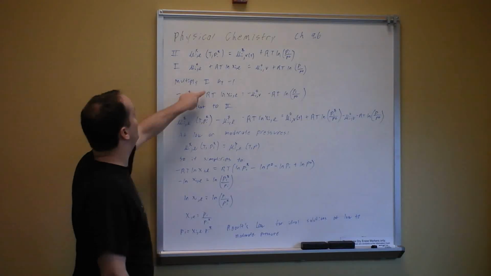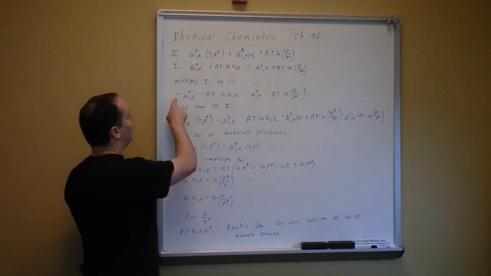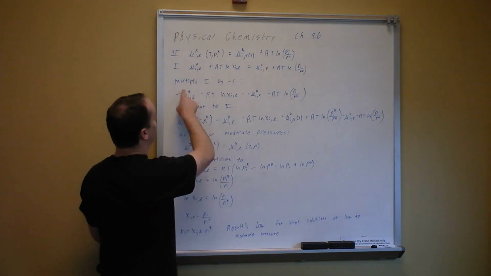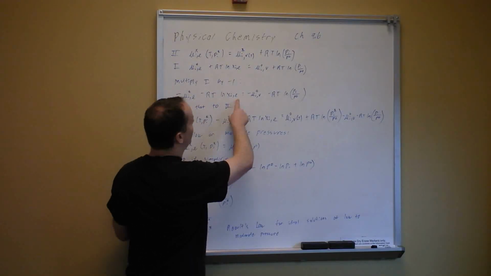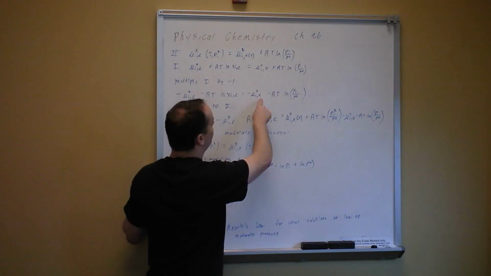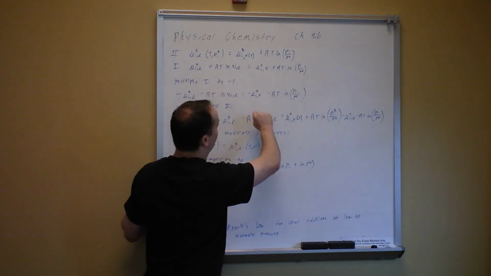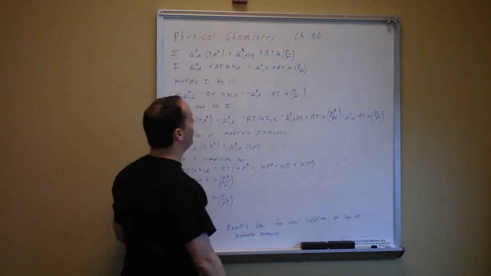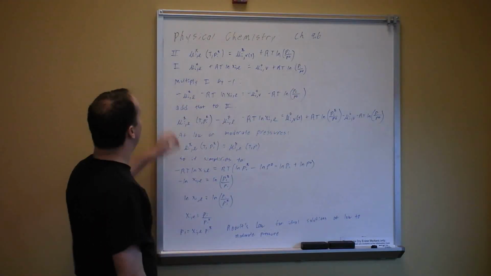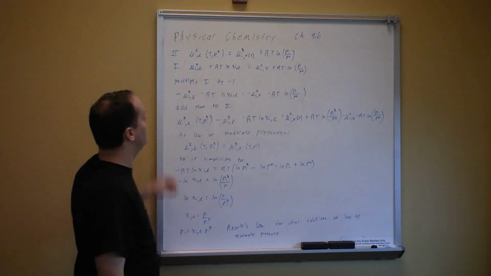We're going to take this equation and multiply by -1, so we get minus mu I liquid unmixed minus RT natural log of mole fraction of I in the liquid phase is equal to minus mu I vapor in the standard state minus RT natural log of partial pressure of I over P naught. Now we're going to take that form and add it to 2.